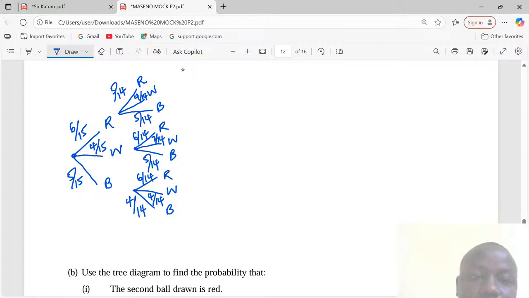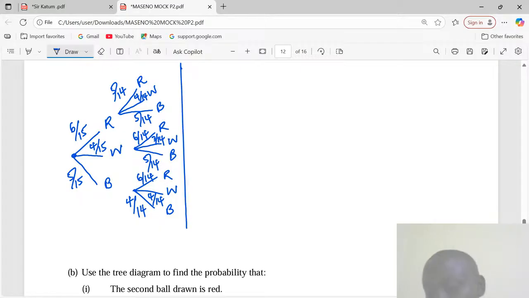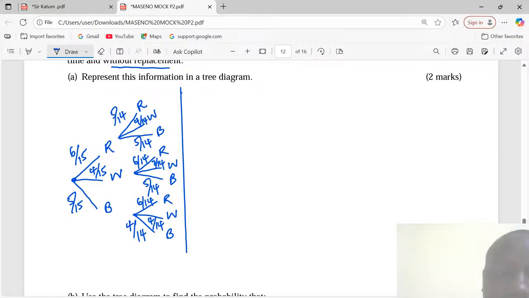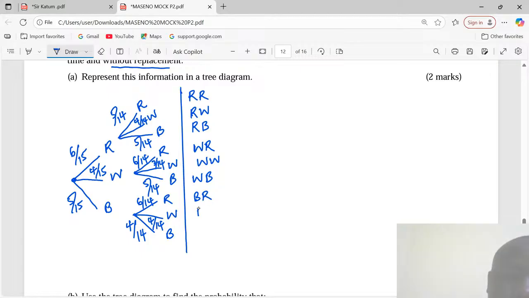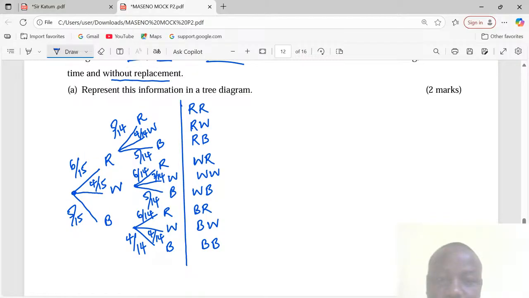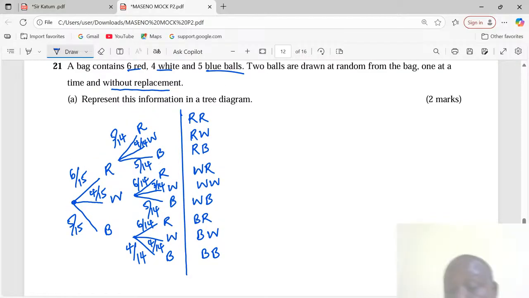We are already through, but I usually advise students now to assemble all the probabilities at the end of the branches, such that we have R followed by R. The next is R and W, R and blue, white red, white white, white blue, blue red, blue white, blue blue, that way. So we've listed all the outcomes at the end of each branch.